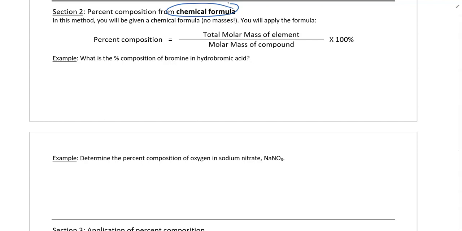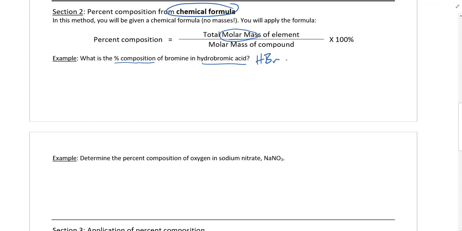In this case, we might be confused as to how we can get any numbers, but we actually can use the molar mass instead, right? If you remember, the molar masses are those numbers from the periodic table. In using those, we can actually get a lot of information. So let's take a look at the first example. What's the percent composition of bromine in hydrobromic acid? Well, given hydrobromic acid, it would help to actually have the formula. So let's go ahead and formalize that. That's going to be HBr.